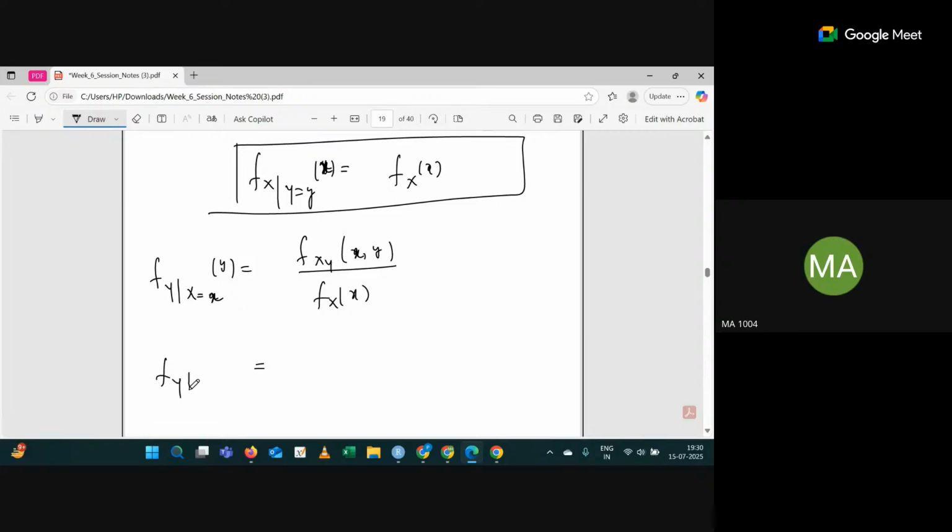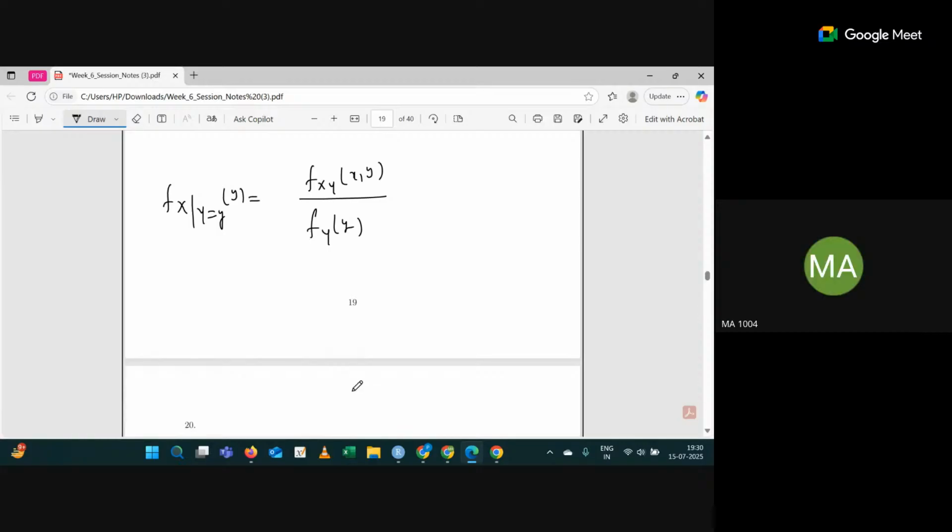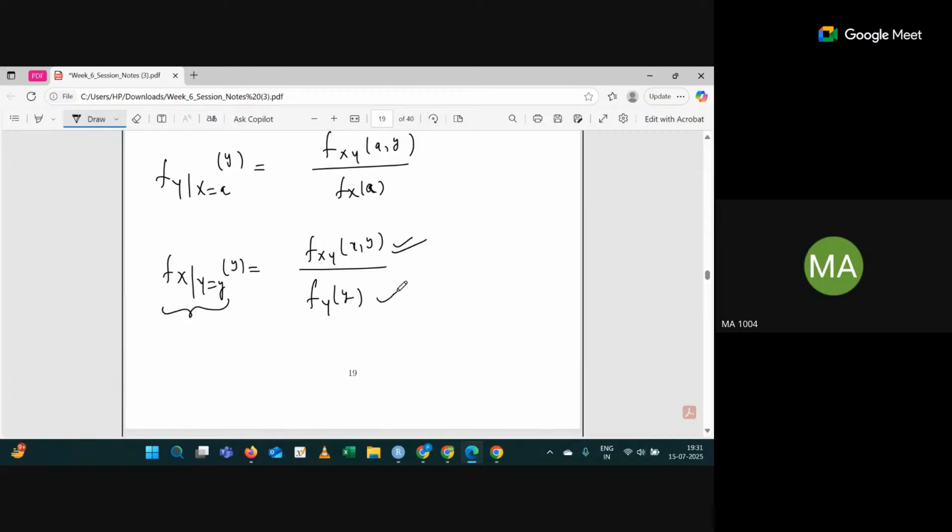If I write f of y given x equal to a, can I write f(a, y) divided by f_X of a? I'm just calculating the density at a particular value of x. If I have to calculate f of x given y equal to y, the numerator will be the joint density divided by f_Y of y. Would you agree with me? So whenever you have to calculate the conditional probability, you are given the joint and you divide by the marginal. So far so good.